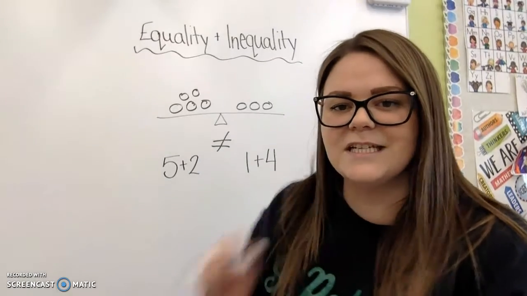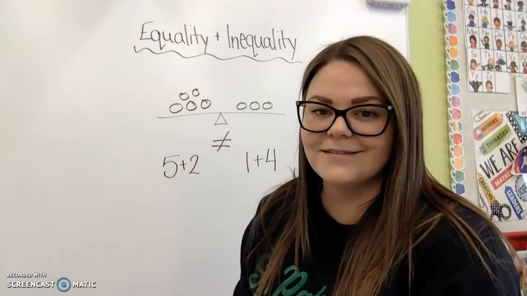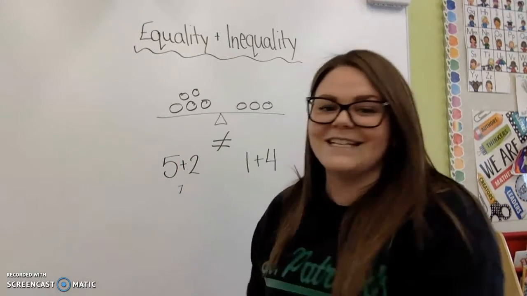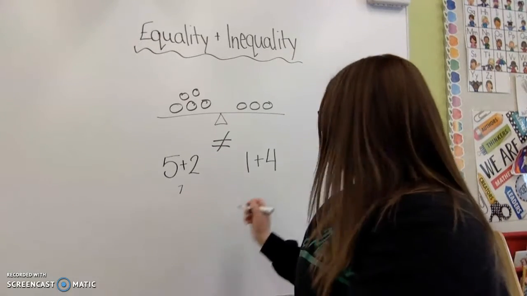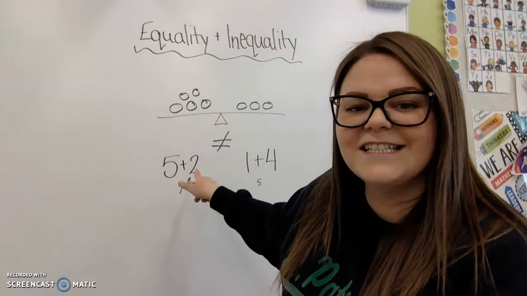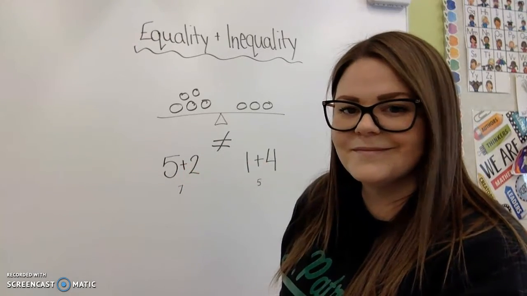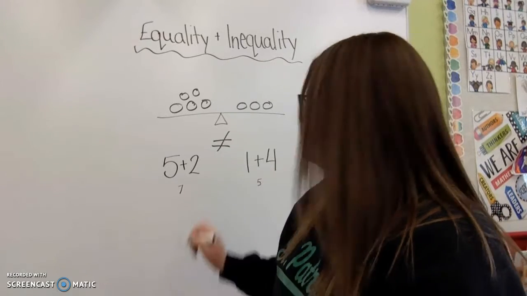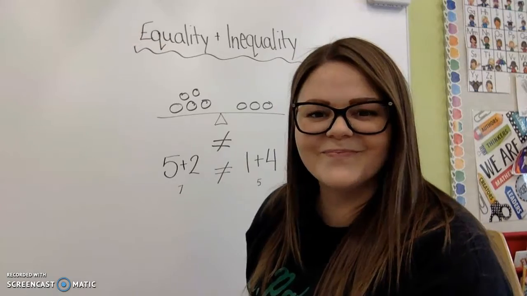All right, let's do some addition. What's 5 plus 2 more? Good. I'm going to put it down there small. What's 1 plus 4? Good. So is this side equal to this side? What sign would we have to use in between these two numbers? You got it. Let's try another one.